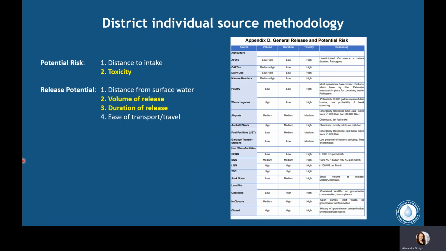The remaining rankings of toxicity, volume of release, and duration of release were determined based on generalized rankings categorized by the type of facility and other available information. And you can see how we generalize those here.